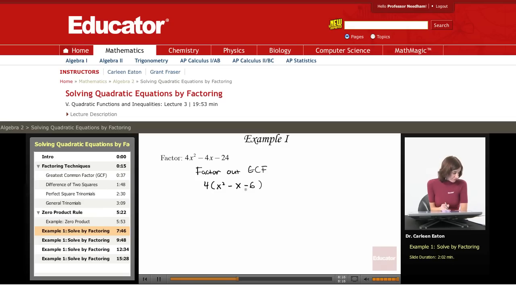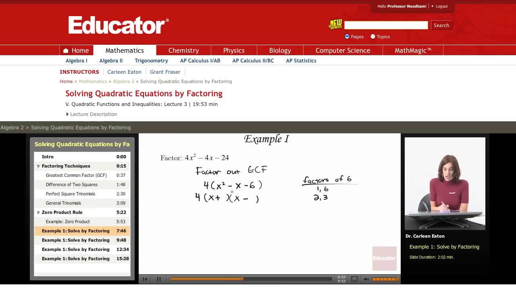Now, all I have here is a general trinomial. So I want to think about what I have, and I want to make sure that I bring my 4 along with me, because that's part of the solution. Okay, I have a negative sign here, and the only way you're going to end up with that is if one of these is positive and one is negative. Now I'm going to think about what my factors of 6 are. I have 1 and 6 and 2 and 3. I need factors that sum to a middle term of negative 1.